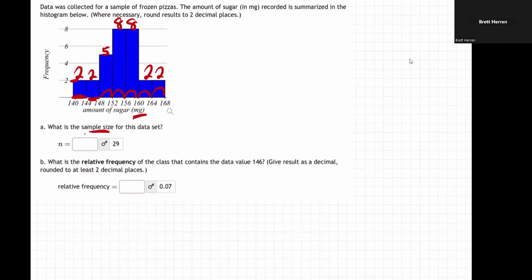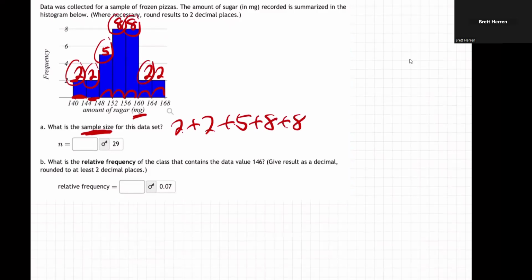What is the sample size? Meaning, how many total pizzas are there? Well, it's all those numbers added up. So it's going to be 2 plus 2 plus 5 plus 8 plus 8 plus 2 plus 2. So whatever that is, you hit the buttons on your calculator. 10, 20, yeah, 29. So they got that answer.